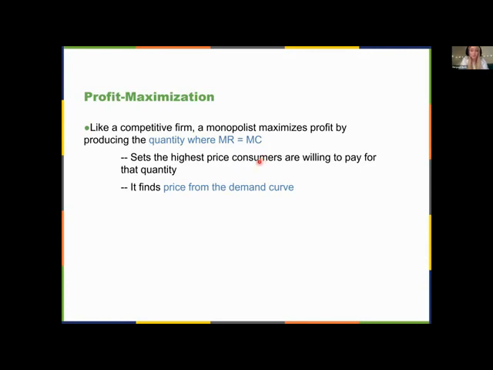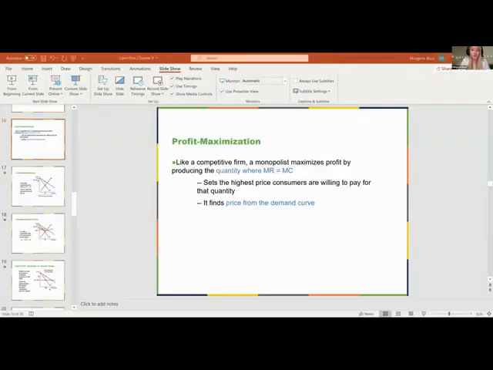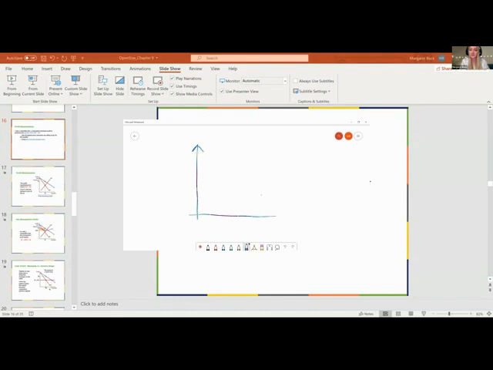A consumer's maximum willingness to pay can be found along the consumer's demand curve. So if we were to draw this out, we can see that finding the profit maximizing price and quantity is going to be slightly different whenever we're dealing with a monopoly here.